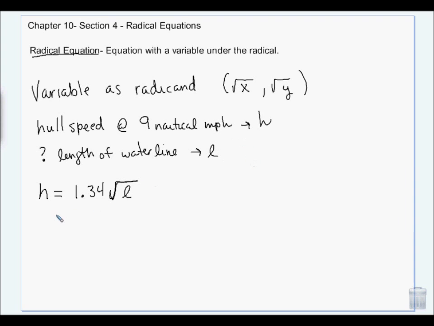All right. So we know this is 9. We need to isolate the radical. So we divide both sides by 1.34. Okay. Which gives us 6.72 is equal to the square root of L.